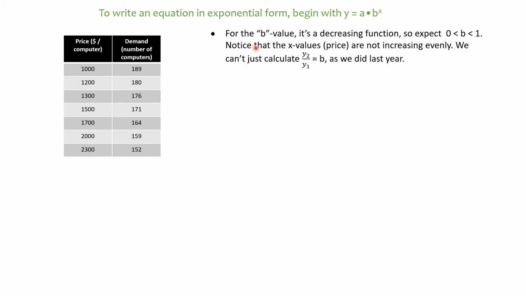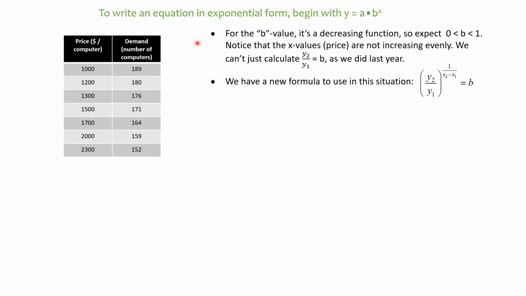Another thing we haven't talked about yet is that when you look at these, we put them in order, which is awesome, but they're not going up evenly. 1000 to 1200 is a difference of 200, but then you're only going up by 100, and then by 200, and then by 200, and then by 300. So the x values aren't increasing evenly, so we can't use the formula that we used last year to find the common ratio, which is y2 divided by y1. We can't just do that.